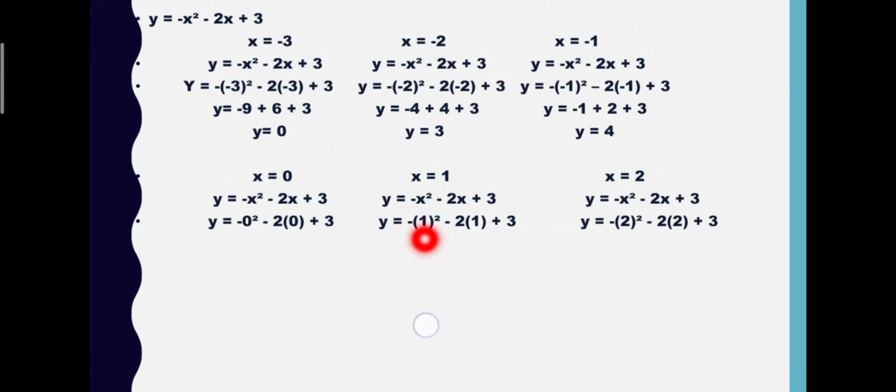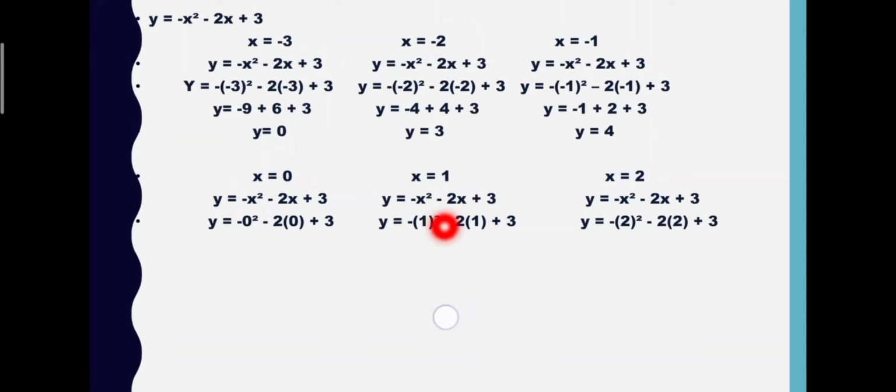Lalagyan din natin siya ng parentheses kasi nga naka-square siya, diba? Kasi kung hindi nyo lalagyan ng parentheses, magiging mali yung sagot nyo. Kasi kung walang parentheses dito, baka maisip nyo na negative 1 squared, which is negative 1 times negative 1 is equal to positive 1. Then, kung lalagyan nyo ng parentheses, negative times the quantity of 1 squared, so positive 1 times positive 1 is 1, then negative times positive 1 is negative 1.